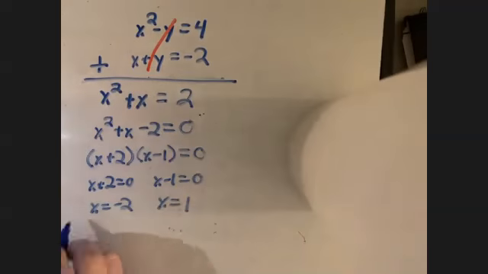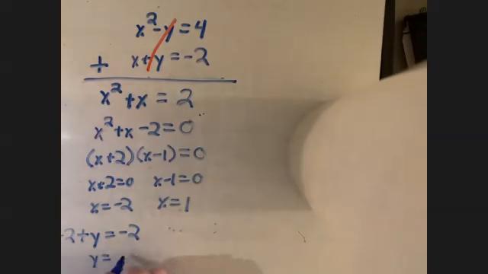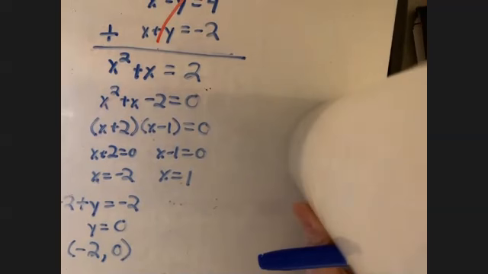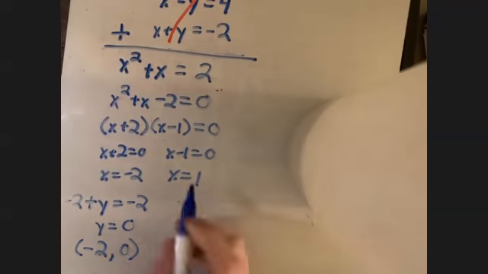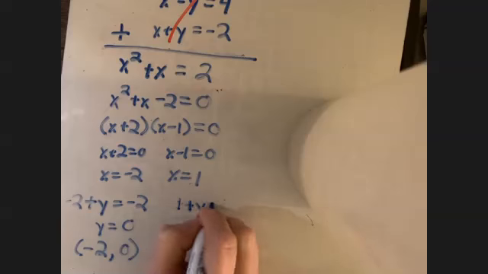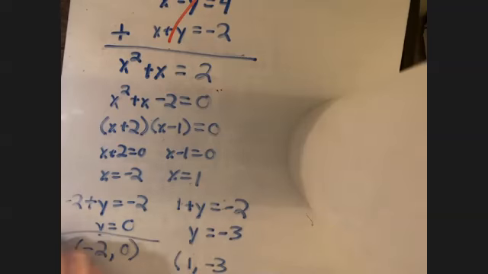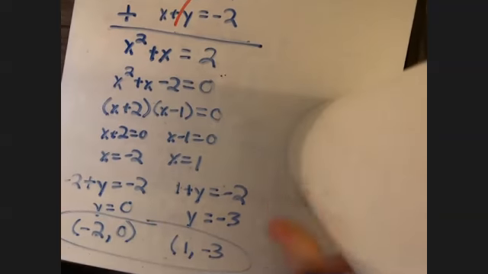Now, I'm going to plug this into the second one. So I have negative 2 plus y equals negative 2. I'm going to add the negative 2 back over, and I get y equals 0. So I have the ordered pair negative 2, 0. That is one of my solutions. Then I'm going to have 1 plus y equals negative 2. I'm going to subtract the 1 and get negative 3. So now I have 1 comma negative 3. And these are the solutions to that.